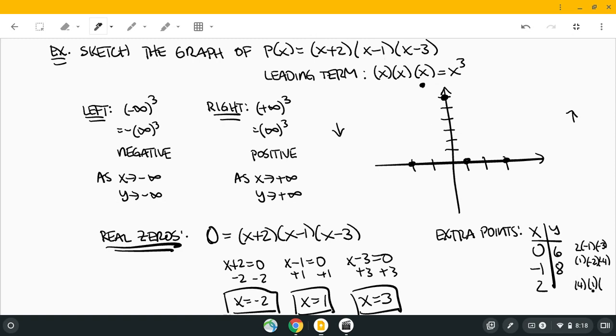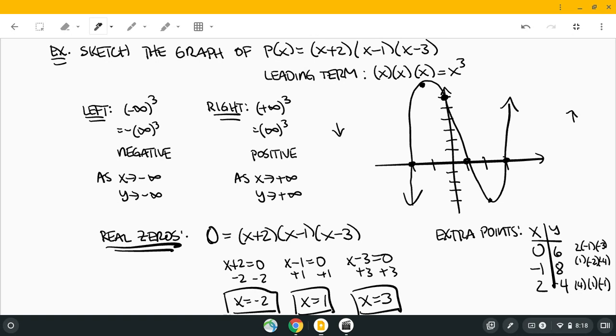2 minus 1 is 1. And then 2 minus 3 is negative 1. So we get negative 4. All right, so 2, negative 4. 1, 2, 3, 4. All right, so we have a general idea of what's happening here with our graph. So we see that it does something like this. It may not be exact, but it's pretty close.